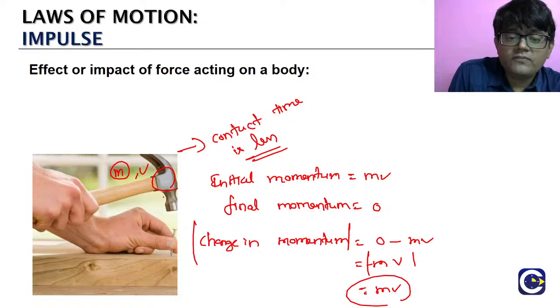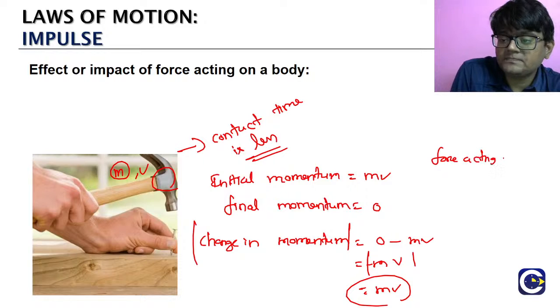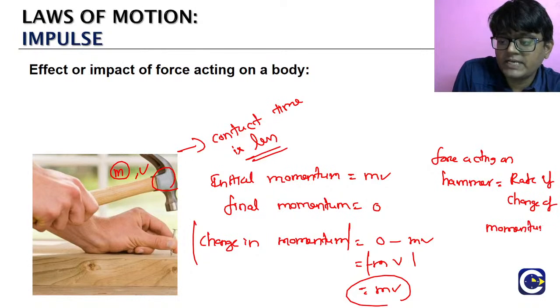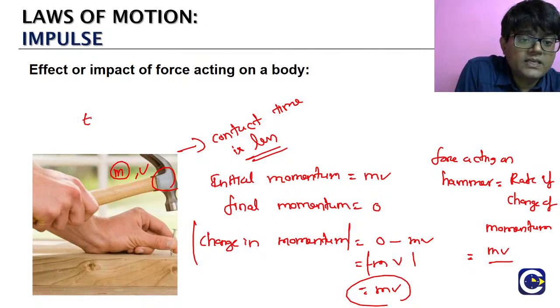Remember, for any object, the force acting on the object is the rate of change of momentum. So on the hammer, the force is the change in momentum, mv, divided by t, where we are keeping t as the contact time.